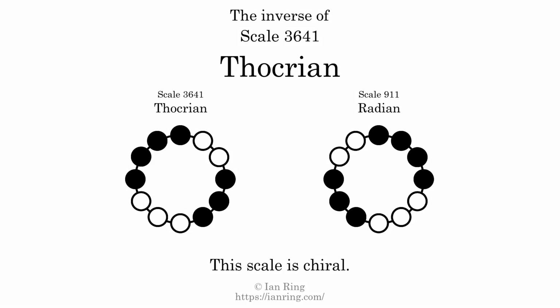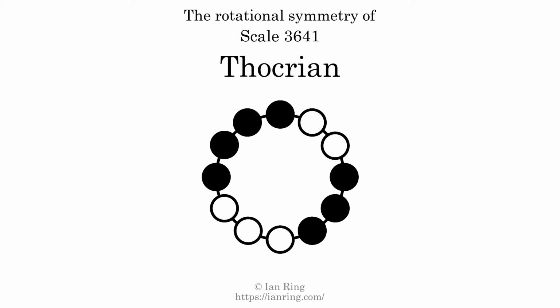The inverse of a scale is a mirror image. It is what you get when the sequence of intervals is reversed. The inverse of this scale is scale 911, also known as radian. This scale is chiral. It cannot transform into its inverse by rotational transformation. This scale has no rotational symmetry.